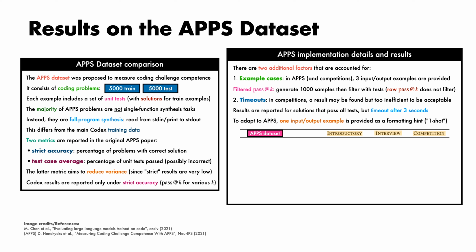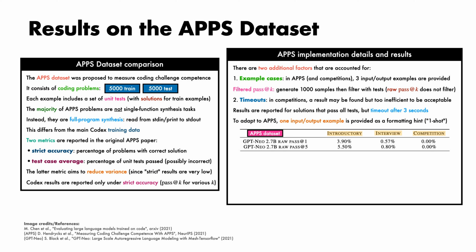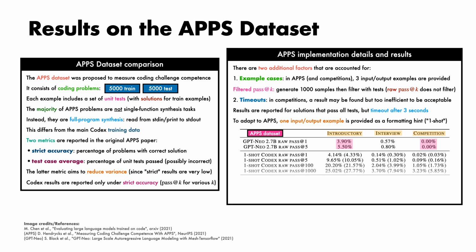The fine-tuned GPT-Neo baseline evaluated under raw pass@1 and raw pass@5 achieves 3.9% and 5.5% respectively on the introductory problems, but 0% on competition problems. Evaluating one-shot Codex from raw pass@1 up to raw pass@1000 offers some gains, achieving up to 3.23% on competition problems when using 1000 samples, and 5.85% in this setting if inefficient solutions are allowed.